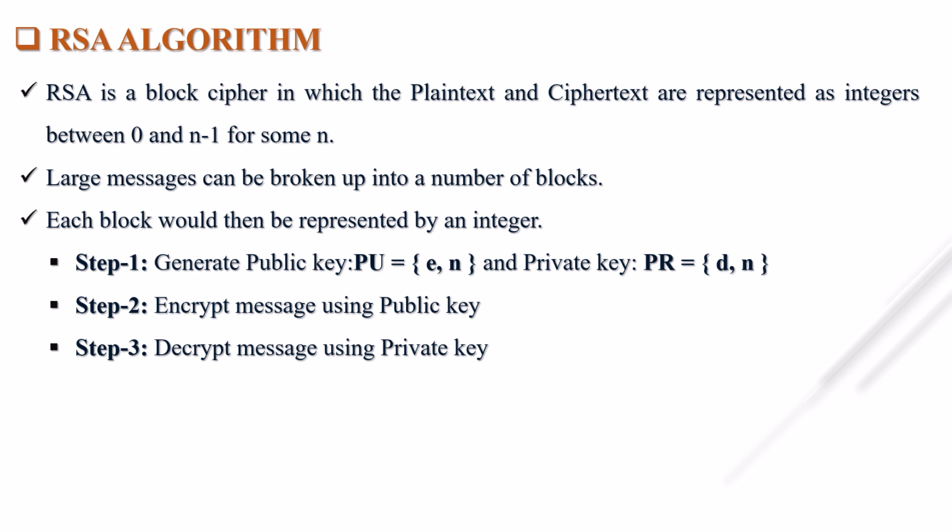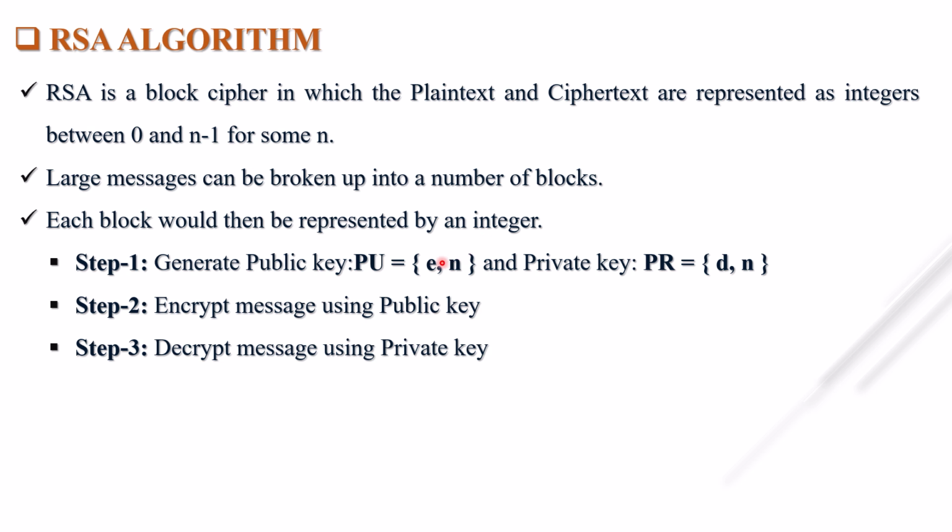You have to remember that. Okay, so RSA is a block cipher in which the plain text and cipher text are represented as integers between 0 and n-1 for some n. As I said, a large message can be broken up into a number of blocks, and each block would then be represented by an integer.